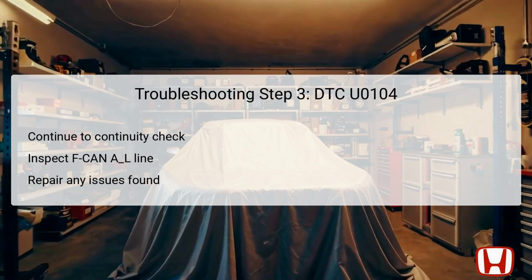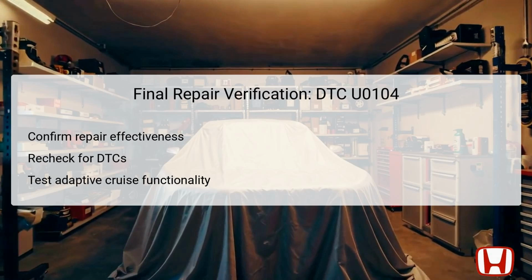Subsequently, check for any additional service information related to DTC U0104, or consider substituting a known good multi-purpose camera unit for further diagnosis. If continuity is absent, this indicates an open in the FCAN AL wire, requiring repairs to restore proper communication.